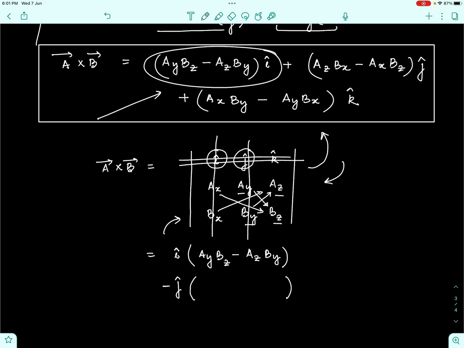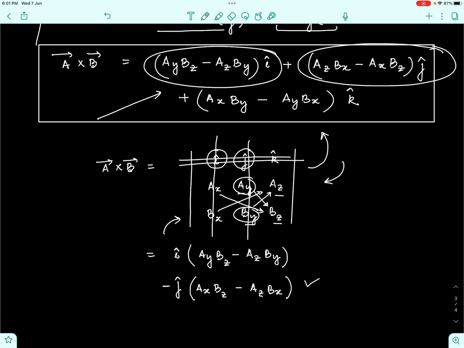So, in this case, see carefully that when you cancel away or you take away these terms, what you are left with is AXBZ to be multiplied together minus AZBX. This is what you get in the second term. Look at this expression carefully and see that this is the same as this particular term that we have obtained in A cross B expression. So, this is the same thing.